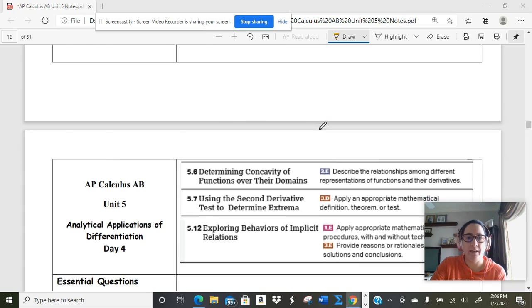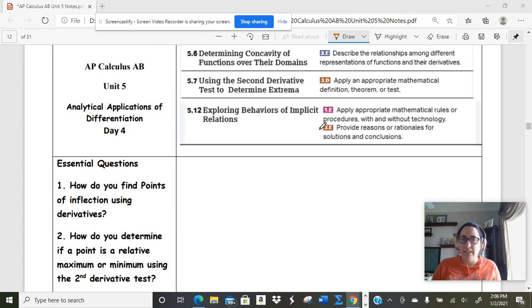All right, so we are in Unit 5, Day 4. We're going to talk about more of the second derivative, concavity, and that point of inflection. Okay? All right.